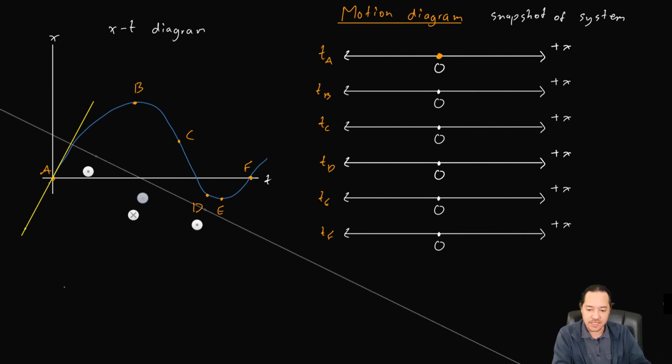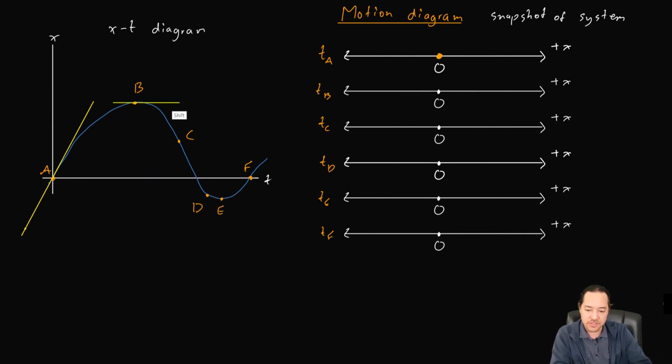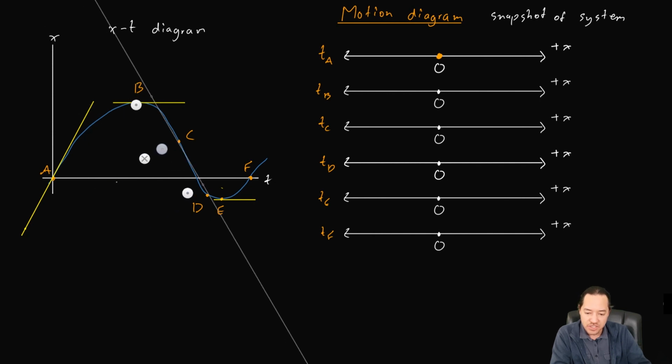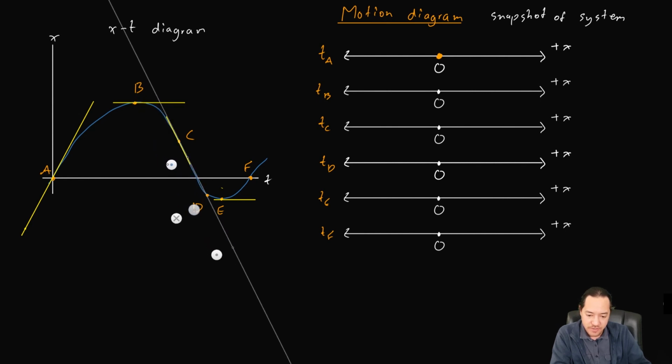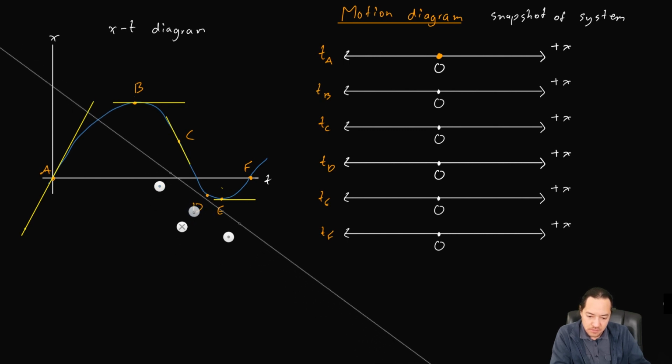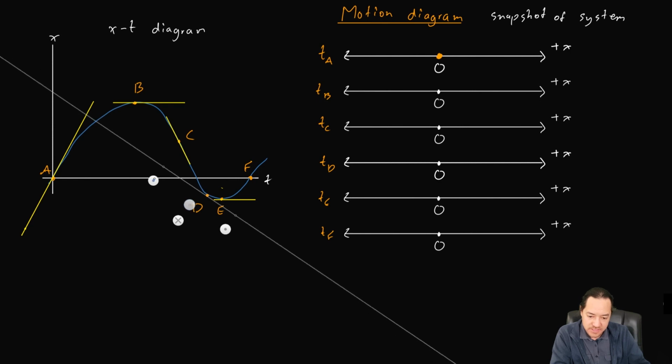At point B, it's going to be horizontal, just like that. And at point E, it's also going to be horizontal. At point C, we can imagine the tangent line is going to be something like this, pretty close to the tangent line at point C. Meanwhile, at point D, the tangent line might look something like this, maybe even less steep than that.